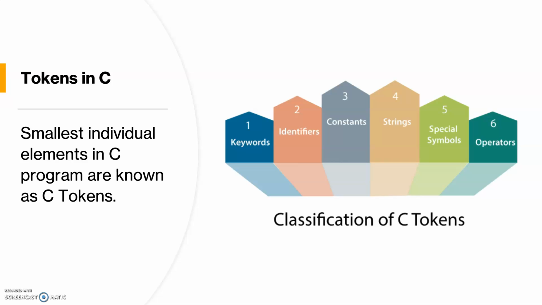Normally we have 6 types of tokens: keywords, identifiers, constants, strings, special symbols and operators. Let us learn in detail about each C token. The first one is keywords. Now what actually is a keyword?